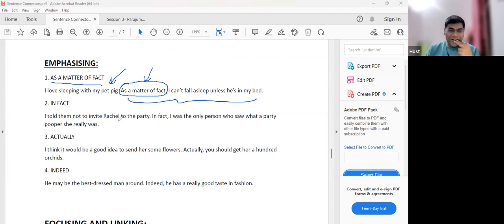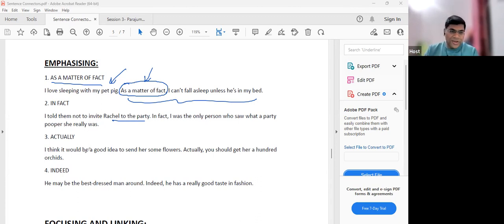I told them not to invite Rachel to the party. In fact, I was the only person who saw what a party pooper she really was. So you said that I was born in Delhi. In fact, my 3 generations are from Delhi. I was born in Delhi. In fact, 3 generations from my father's side are from Delhi or were born in Delhi.